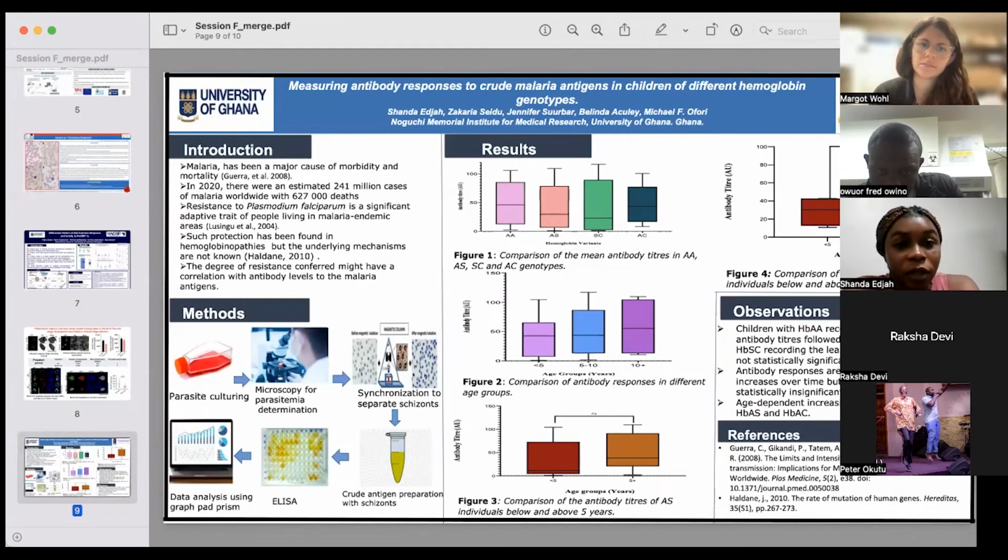So we sought to find out if there is a correlation between the protection conferred by the hemoglobinopathies and the level of antibody production. So we aim to measure antibody responses to crude malaria parasite antigens in children with the genotypes AA, AS, SC, and AC. We did this by culturing the Plasmodium falciparum parasites, and we used the schizonts to prepare crude parasite extracts for ELISA. And from our results, we observed that the children with the genotype AA produce the highest mean antibody responses, followed by the AC, the AS, and then the SC.